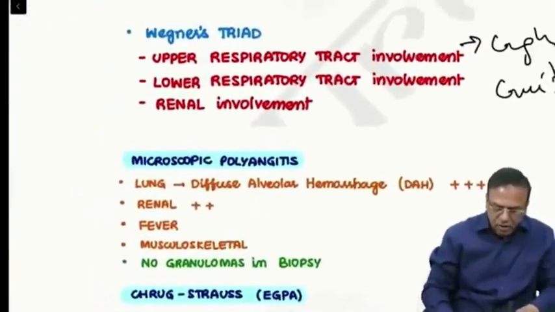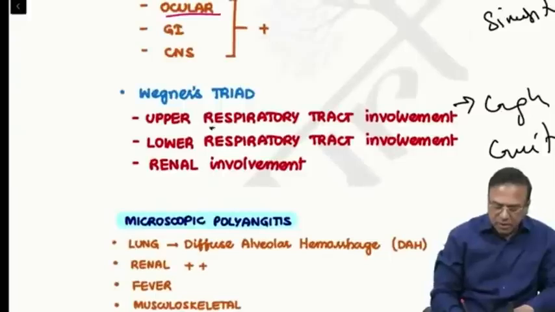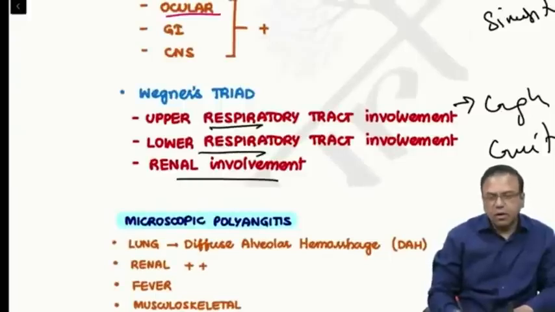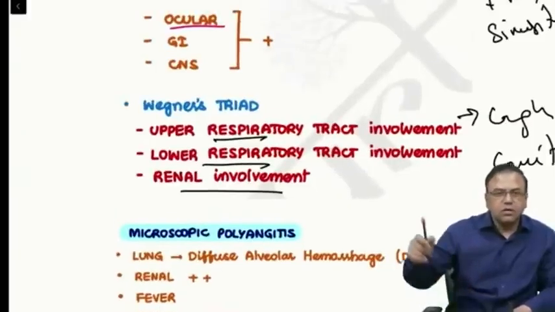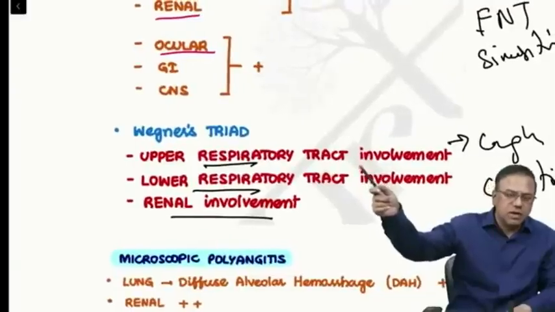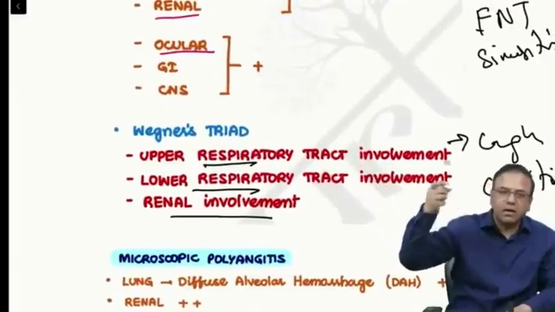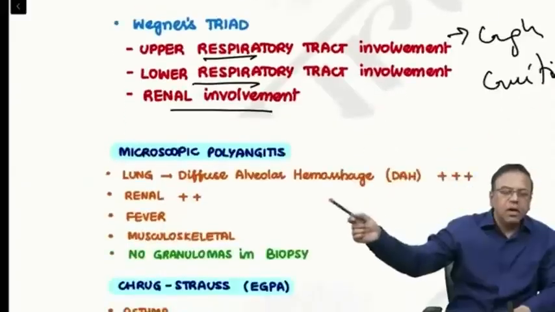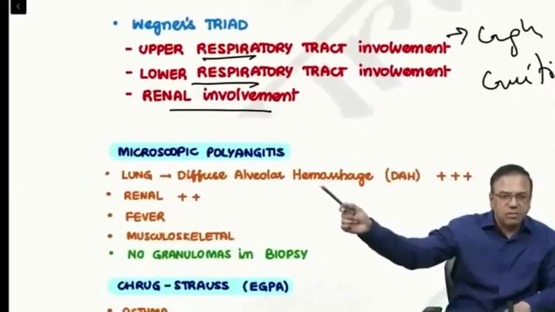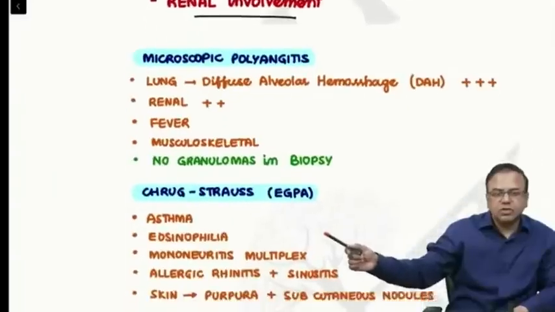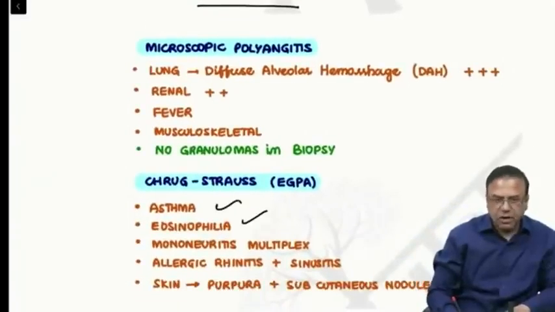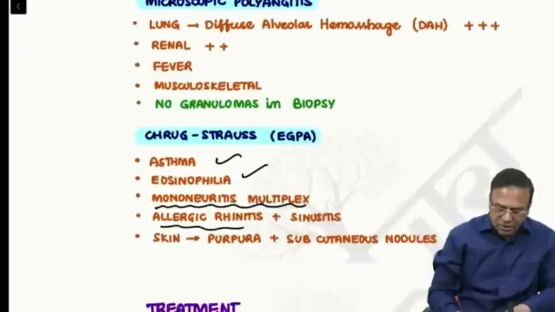To summarize then, how will patients with Wegener's come? Upper respiratory tract, lower respiratory tract, renal. Renal is there in all three. Difference is upper respiratory tract. Sinusitis, saddle nose deformity, classical for Wegener's. MPA will not have all that. They'll have diffuse alveolar hemorrhage and renal involvement. Churg-Strauss will have asthma, eosinophilia. They'll have mononeuritis multiplex, and they'll have allergic rhinitis.